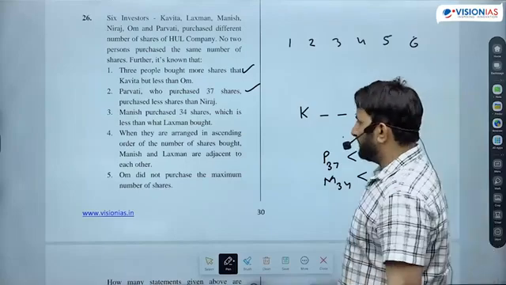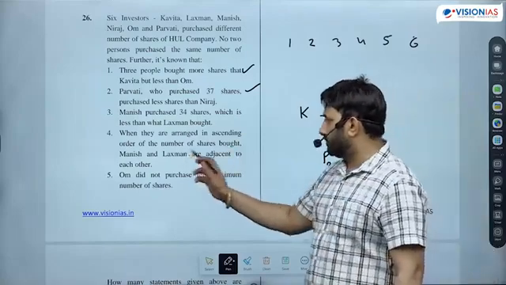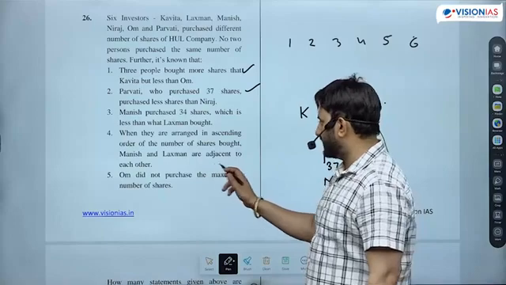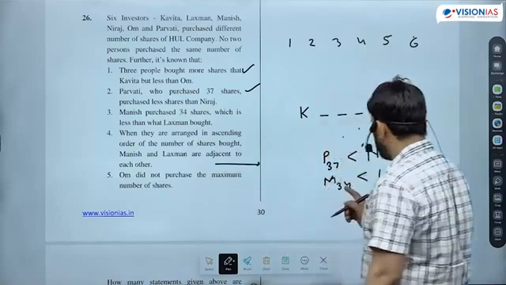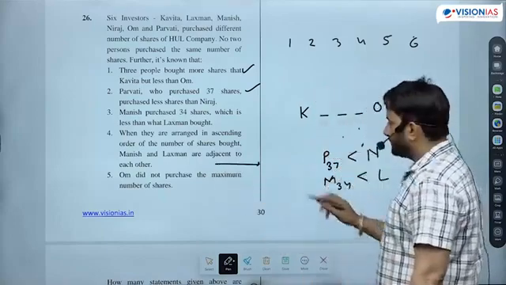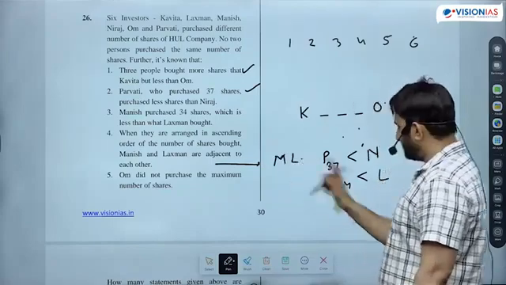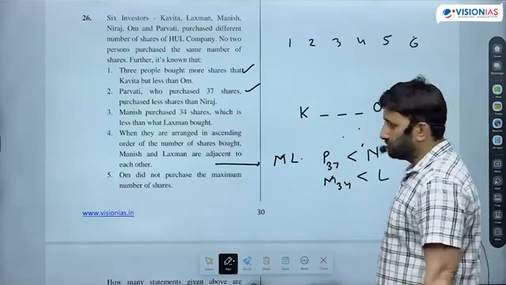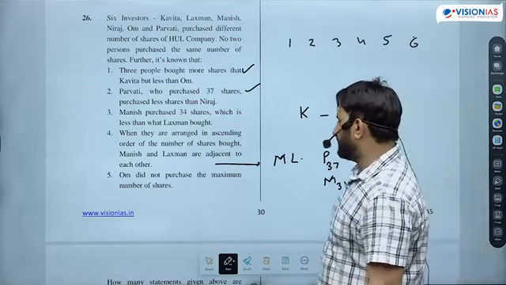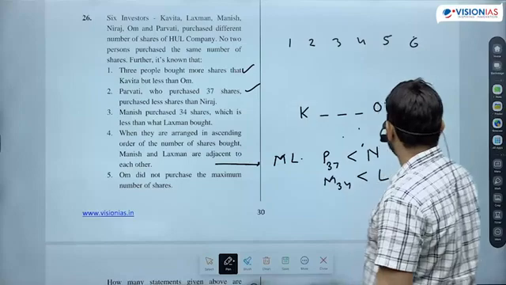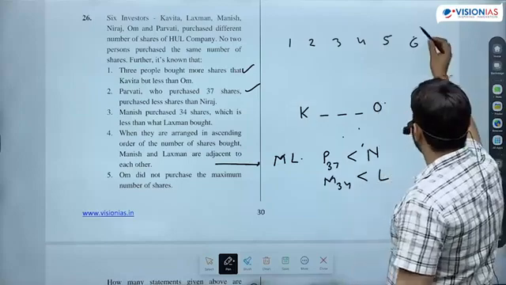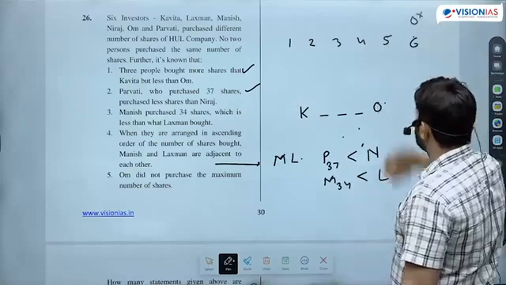Fourth, when they are arranged in ascending order, the number of shares bought by Manish and Lakshman are adjacent. And we know that Manish got 34. So Manish and then Lakshman. Manish के just बाद में Lakshman आएगा. Lakshman purchased more shares. Om did not purchase the maximum number of shares.